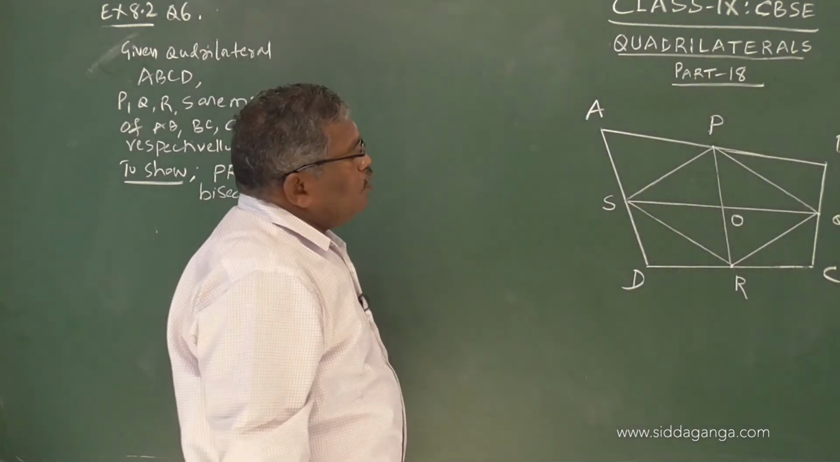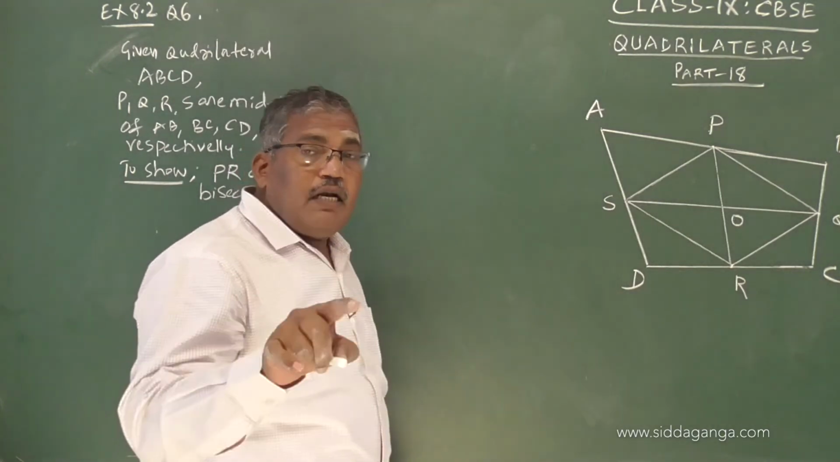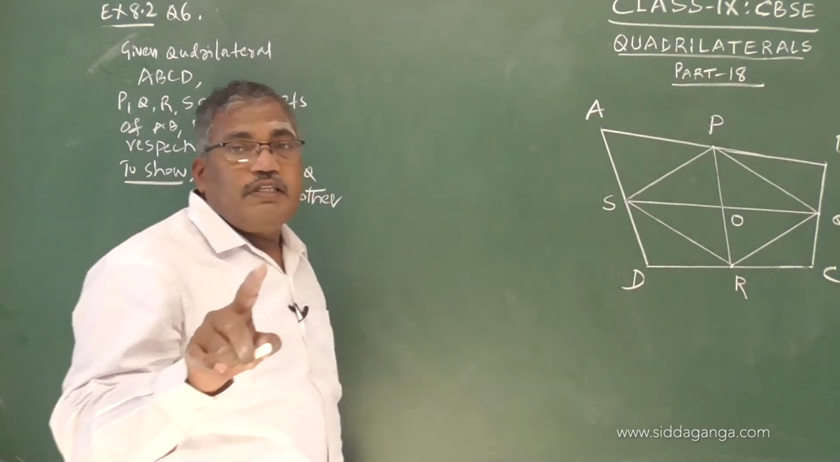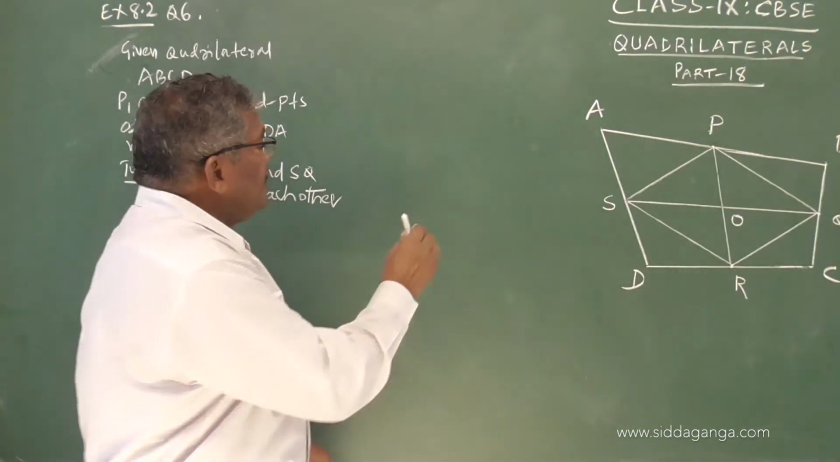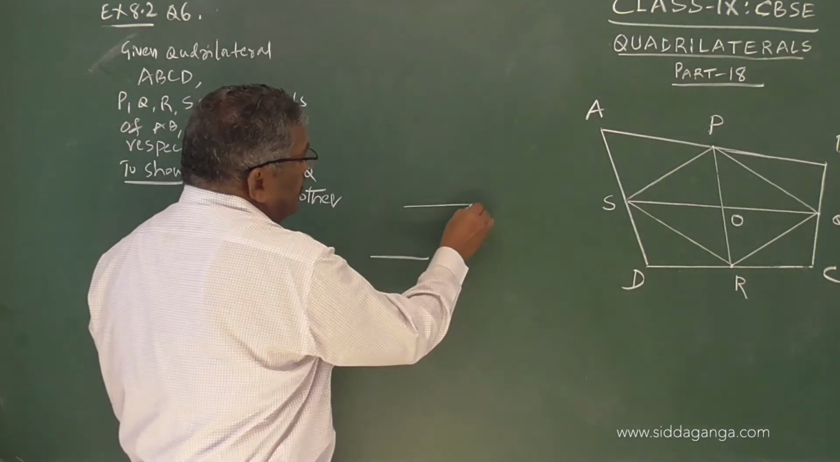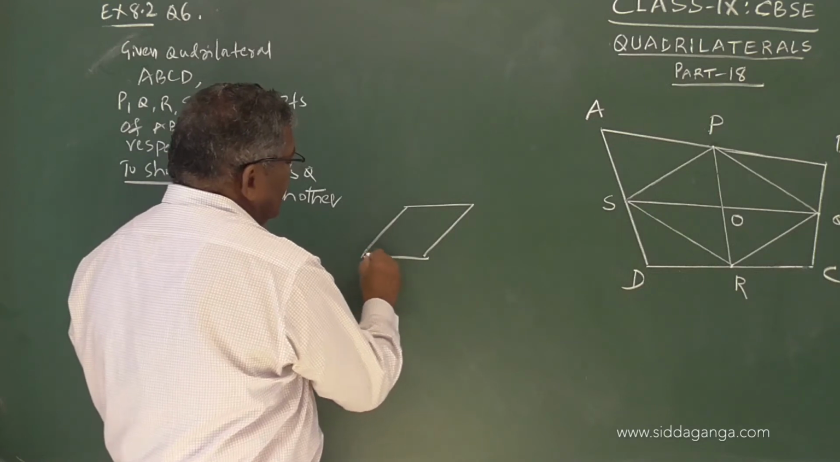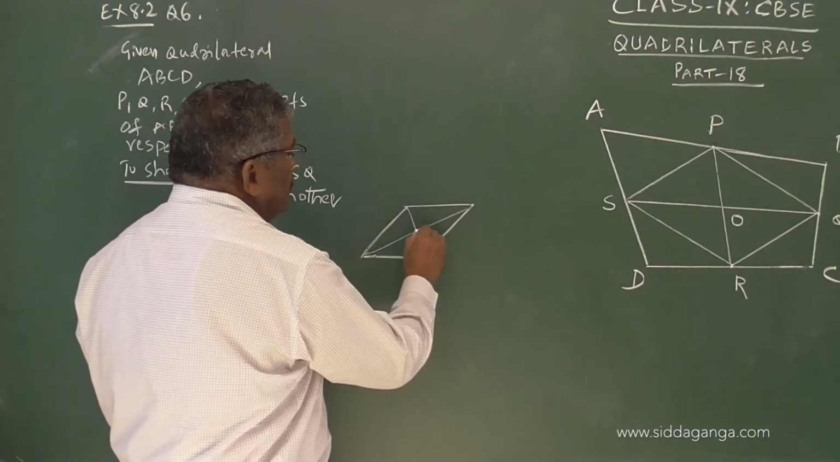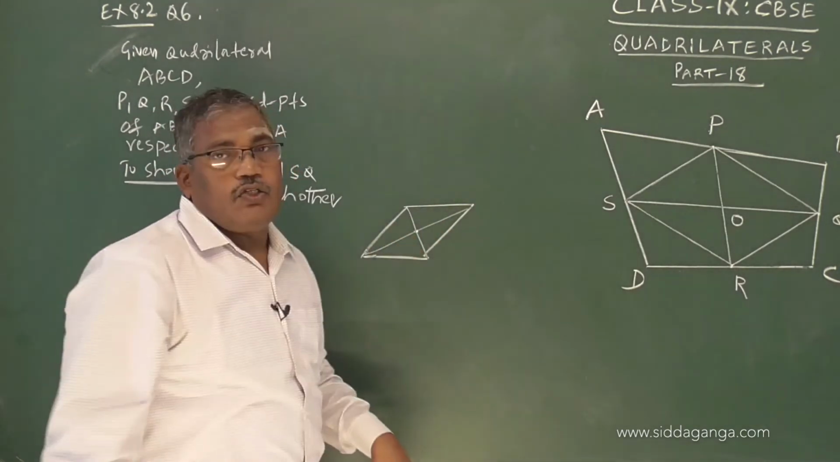So now we have to prove that PQRS is a parallelogram. If it is a parallelogram, its diagonals are always, it is one of the basic properties of a parallelogram. In any parallelogram, the diagonals always bisect each other. So this is the midpoint of both these two diagonals.